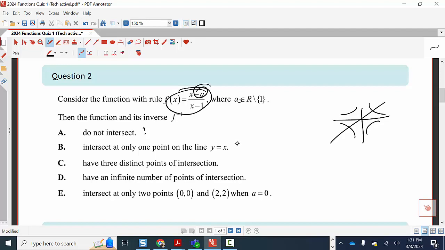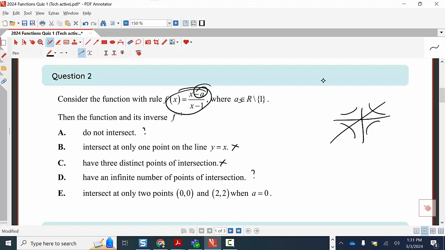So I doubt this is correct. Three, I can't see that happening. Don't know how it's going to intersect three times. Have an infinite number of points of intersection. That's interesting. And intersect at only two points, (0, 0) and (2, 2), when a is equal to 0.